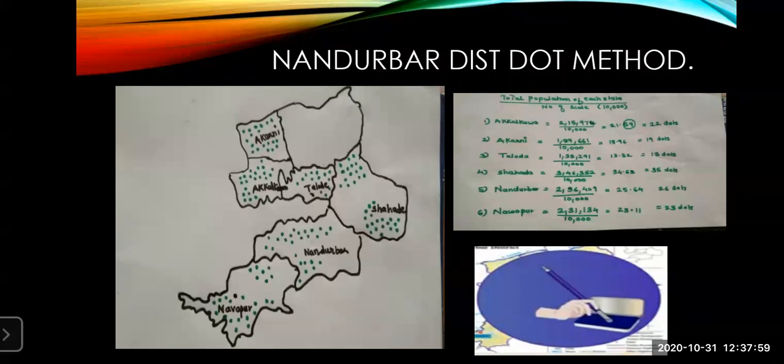23 dots. 23.11 is actually coming. So 11 is here a lower number than 50, so we are going to consider it as 23 dots. In this way, you're going to fill the map. See, I've already filled it for you. As I told you, you can take an empty refill.